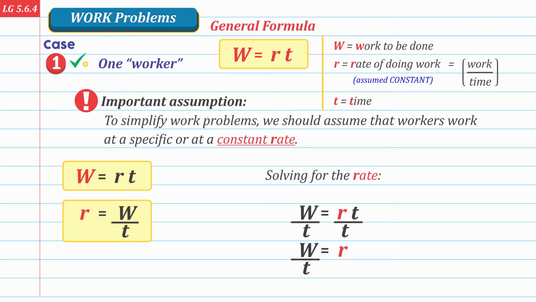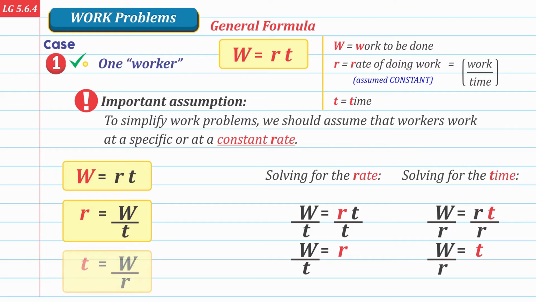This is a very important concept. Thus, we should memorize it, as it will help us easily solve work problems. Just in case we need to get T, we use a similar process, as shown, by dividing both sides of the original formula by R to get the time, which is W over R.